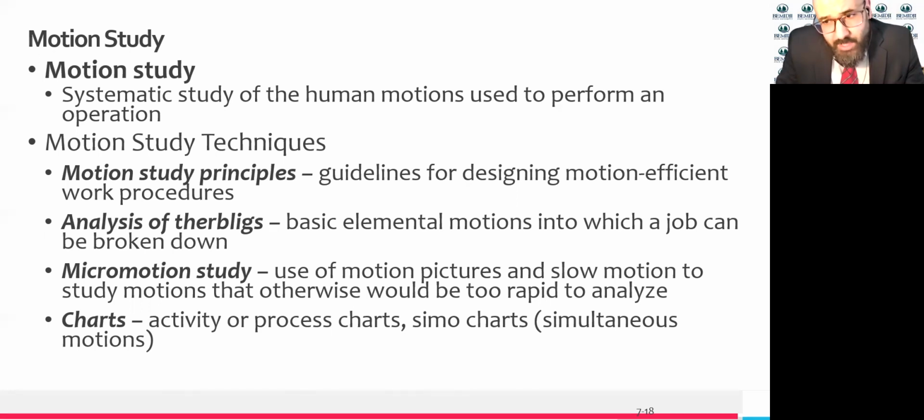And the motion study was developed by Frank B. Gilbreth, and his wife as well, Lillian, who developed and redefined the motion study in 1909. These are just looking into the motion, the movement of the body and the movement of the workers to perform the work, to perform the job.